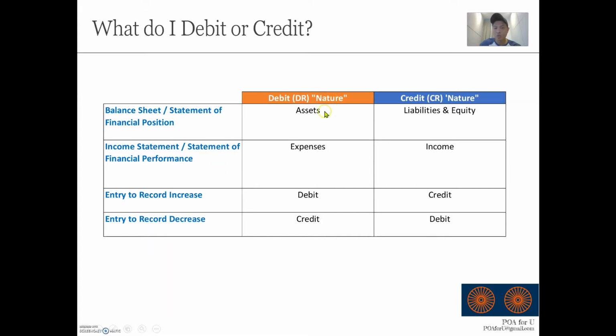Moving forward, this is the table that I think is super important. You need to know what are debit nature items and what are credit nature items. Let's zoom into debit nature. Debit nature items are assets and expenses, these two categories. What's an asset? On the next slide, I'll show you a list of assets, but assets are basically things that you own.